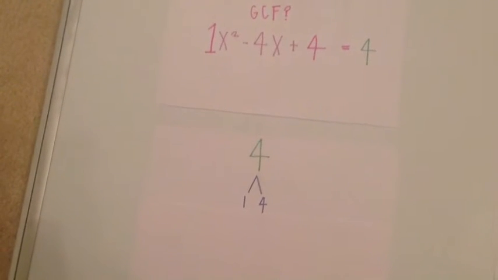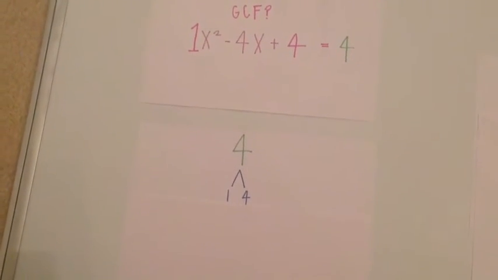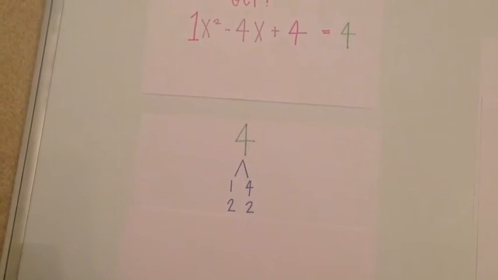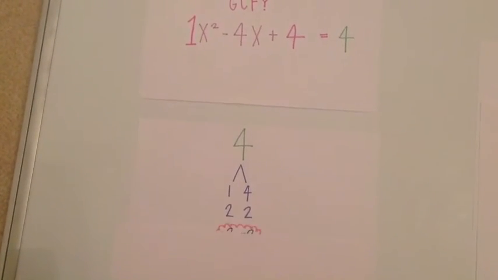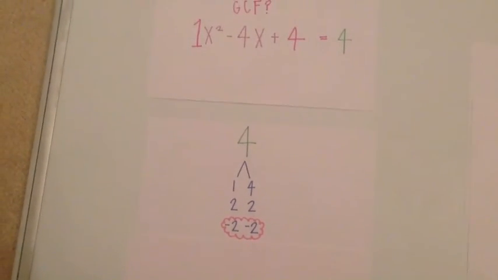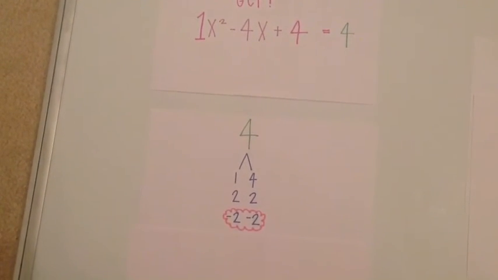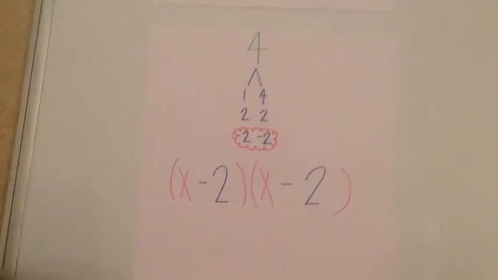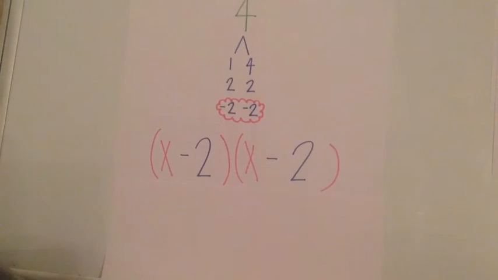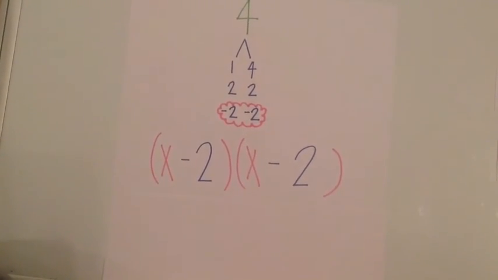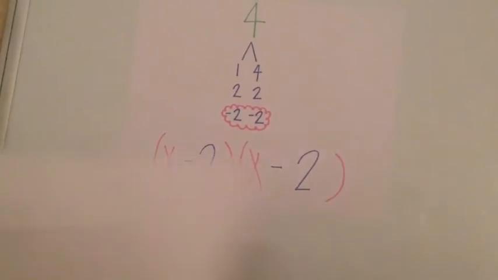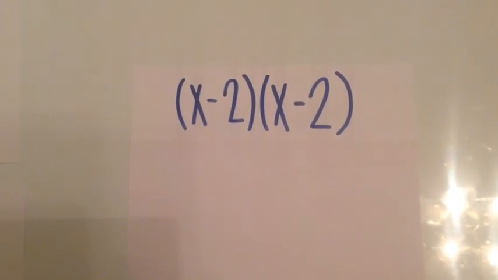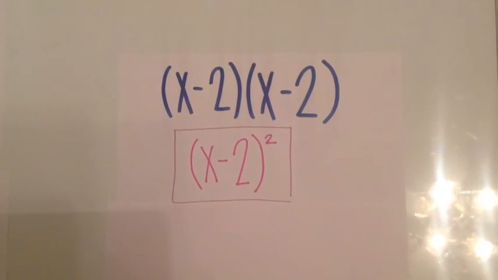So we begin with 1 and 4, and when you add them together, they do not equal negative 4. So we're going to move on to 2 and 2. And when you add them together, they equal 4, but not negative 4. So we're going to go to negative 2 and negative 2. And those equal negative 4 when you add them together and equal positive 4 when you multiply them together. So we're going to plug them in to the parentheses so that you get x minus 2 times x minus 2. So when you come up here, for our final answer, just like before, we're going to put them together to get x minus 2 squared.